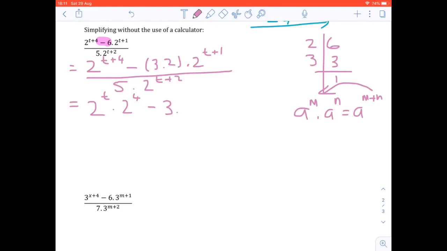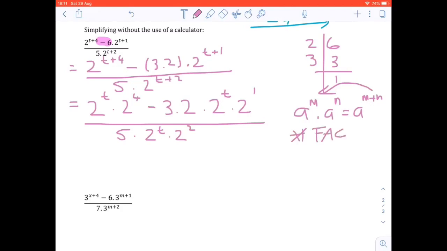Minus 3 times 2 times 2 to the t times 2 to the 1. So we're breaking each individual piece into a single exponent. We do the same for the denominator, 5 times 2 to the t times 2 to the 2. Once we're at this stage, now we factorize. That's essential for these ones, whereas in the other type where it's just multiplication, there's no factorizing.